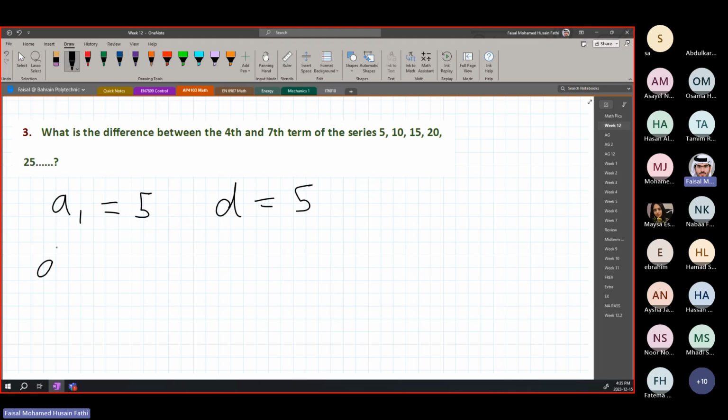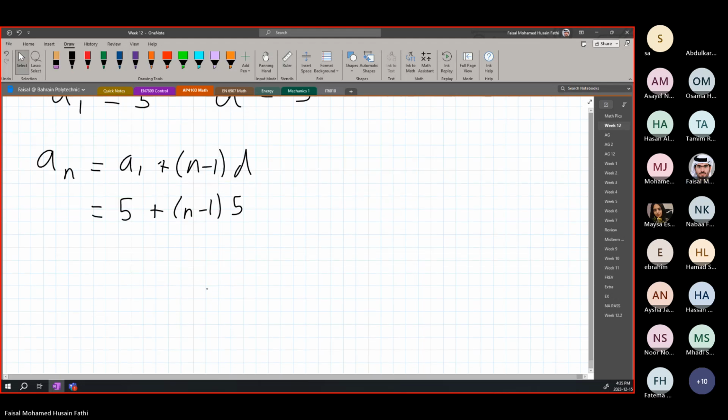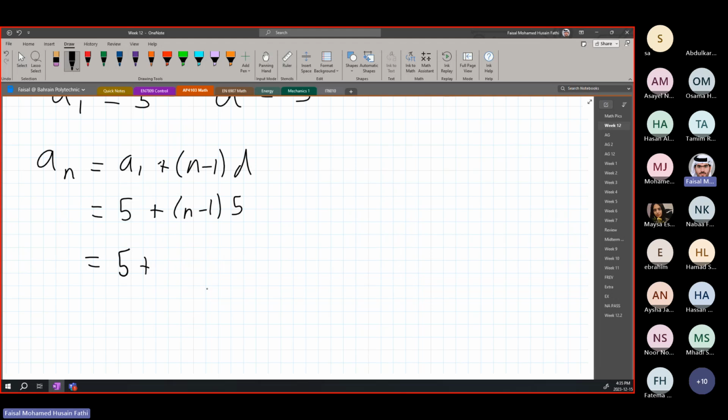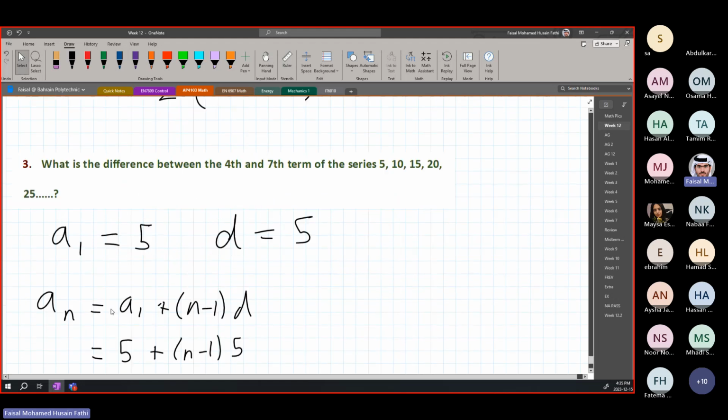Now we have to write the equation. an is equal to a1 plus n minus 1 times d. 5 plus n minus 1 times 5. Simplify it more, it's 5 plus 5n minus 5. an is simply equal to 5n because the 5 and the minus 5 will cancel. We have our equation, okay?